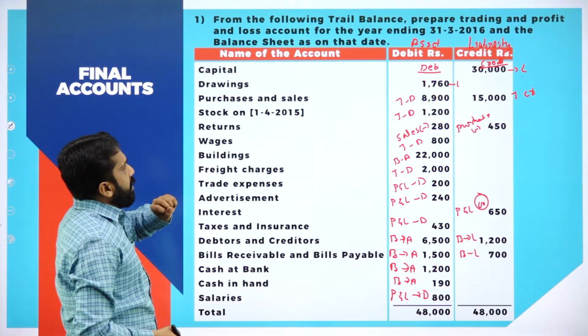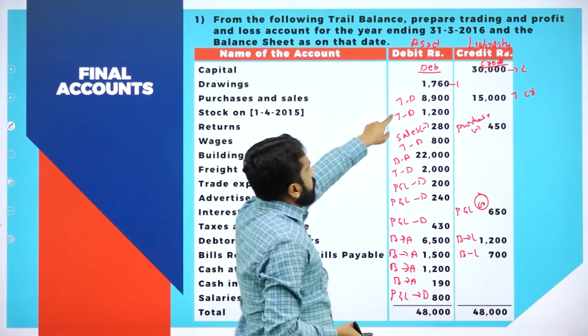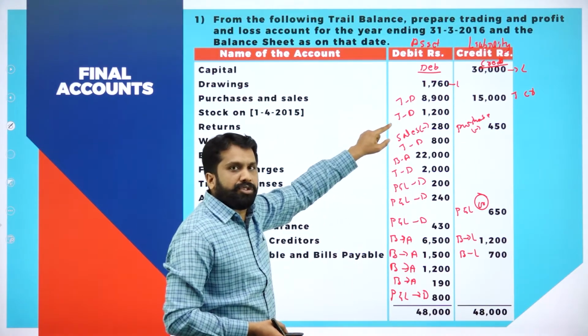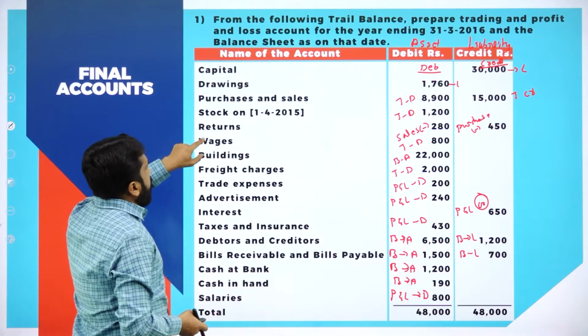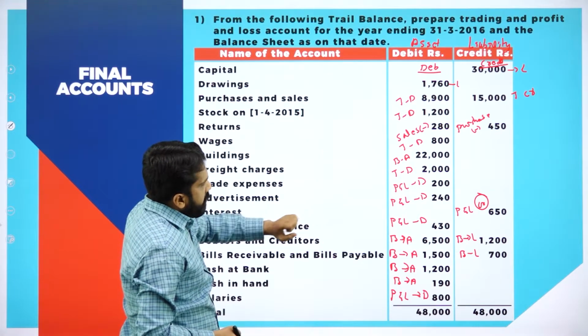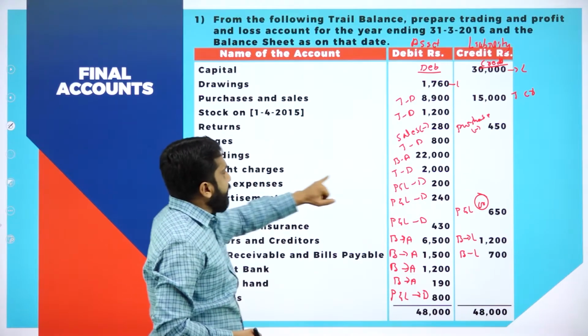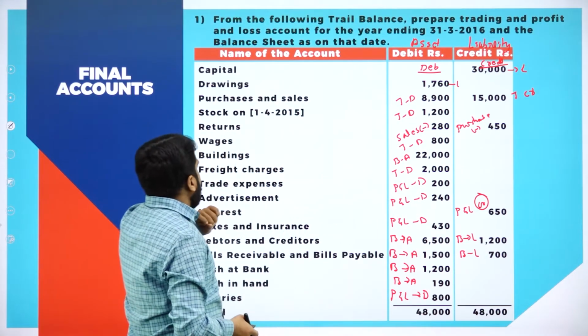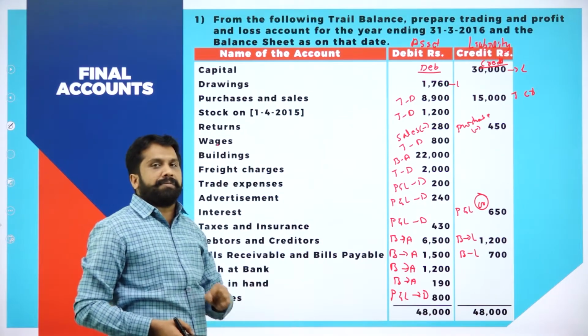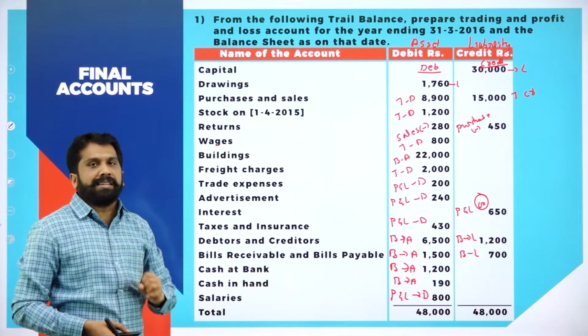Now, we'll go back to your question. See, what are the trading account items we have? Purchases and sales we have. And we have opening stock also. And we have sales also. Is there any trading activity? Yes, we have freight charges and we have wages. All trading activities will come under your answer.